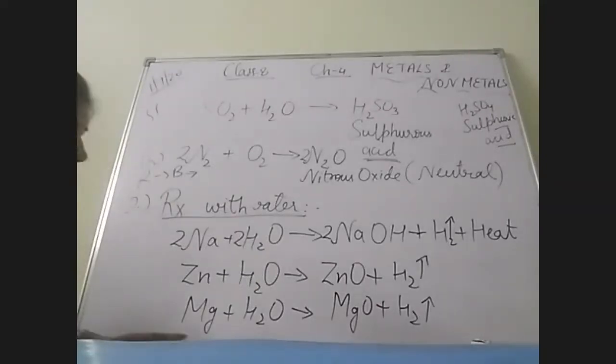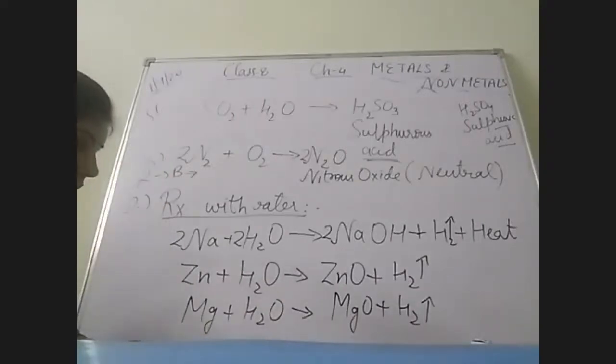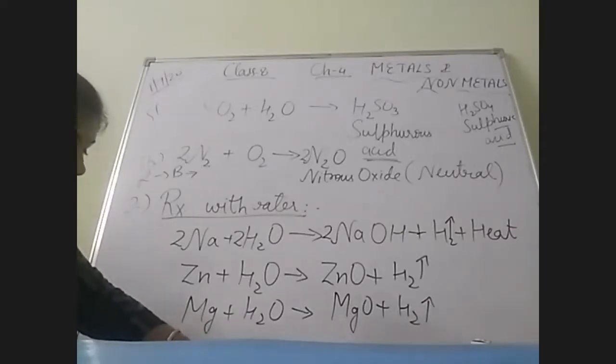Potassium is there on the top. After that, sodium, then calcium, then magnesium, then aluminium. Like this, इनकी reactivity कम होती जा रही है. And gold, platinum, silver, they are at the bottom. That means they are least reactive metals. You should know about the most reactive metal and the least reactive metals.